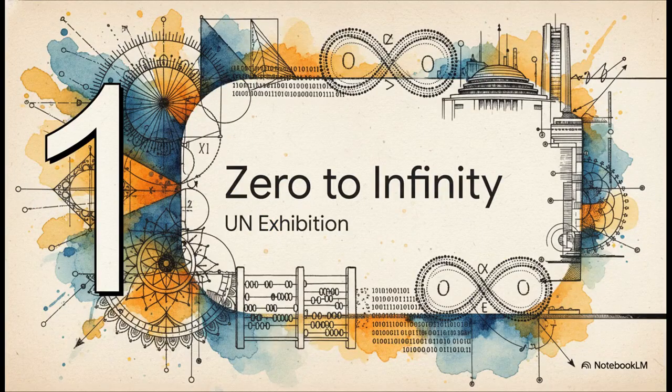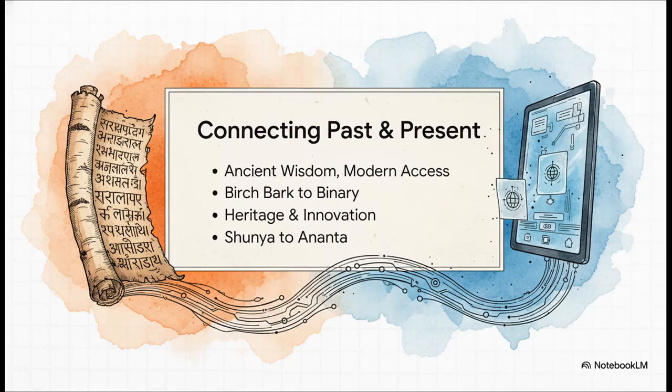Section 1. The Zero to Infinity exhibition. The global stage. What's so great about this exhibition is how it mashes up the past and the present. It doesn't just slap some facts on a wall. It pairs these fragile, physical replicas of ancient texts right alongside completely modern digital interactive displays. And by charting that specific conceptual transition from Shunya, zero, all the way out to Ananta, infinity, it really brings abstract math to life. You physically see how human understanding expanded from total nothingness to literally everything.